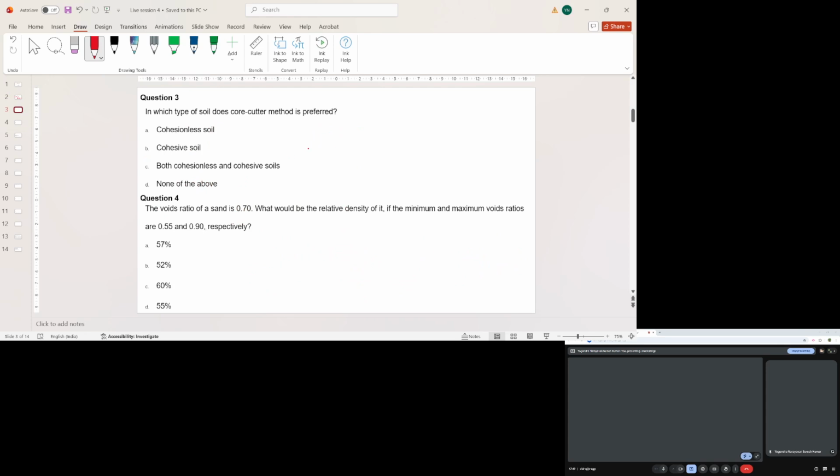So coming to the next question. In which type of soil is the core cutter method preferred? Option A, cohesionless soil. Option B, cohesive soil. Option C, both cohesionless and cohesive soils. Option D, none of the above.